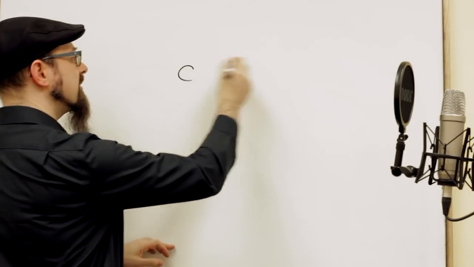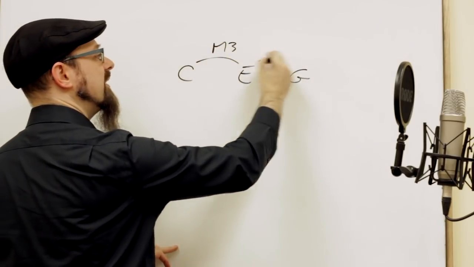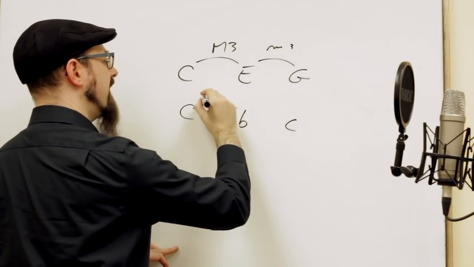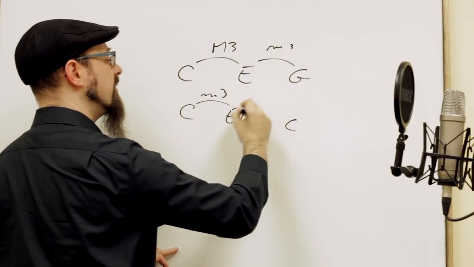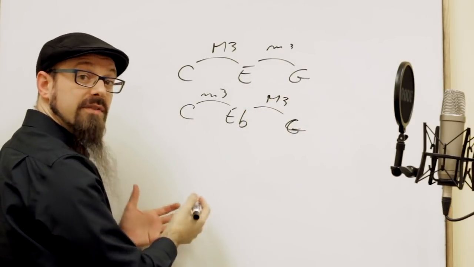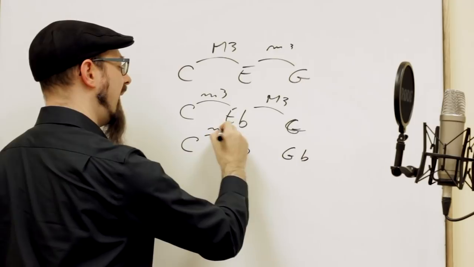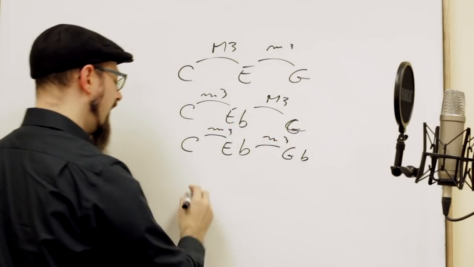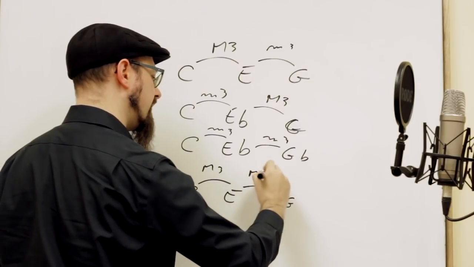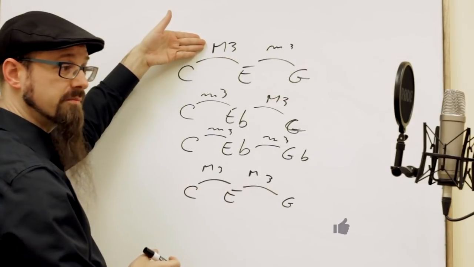So for instance, in a major triad, C, E, G, between C and E you have a major third, between E and G you have a minor third. On a minor, C, E flat, G, between C and E flat you have a minor third, and between E flat and G, you have a major third. Then you have diminished and augmented. C diminished is C, E flat, G flat. Those are both minor thirds. And C, E, G sharp, those are both major thirds. And those are all the possible combinations you can get with three notes and using thirds between those notes.